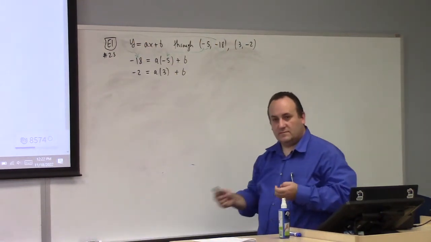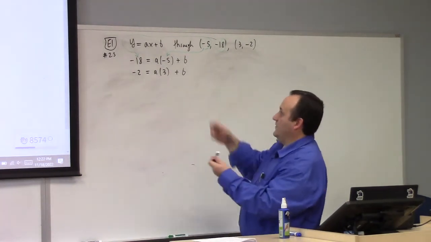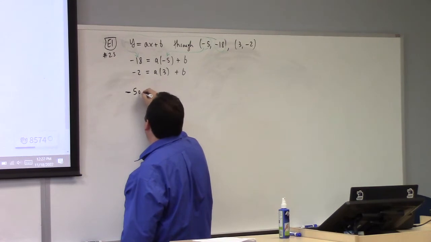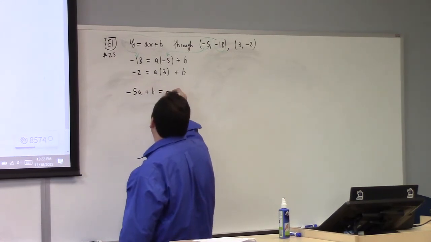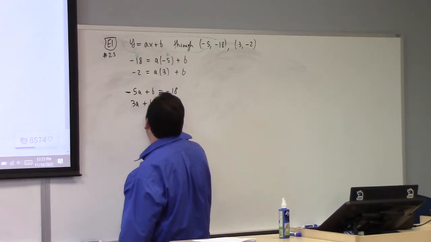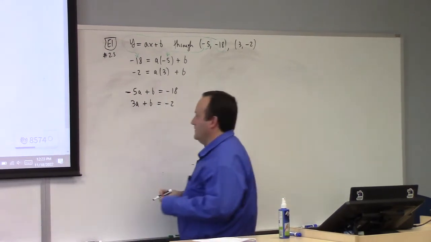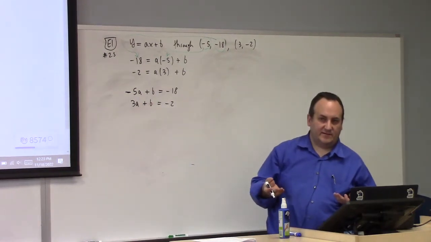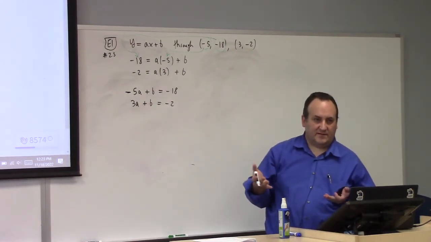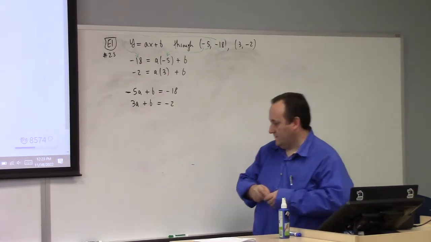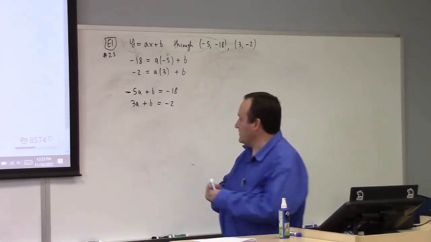But what is that then? We have minus 5a plus b equals minus 18, and 3a plus b equals minus 2. Now, I don't need technology to solve this system. We can solve this by hand. It's pretty easy. What do you do? Subtract. Yeah, very good. We subtract these equations.